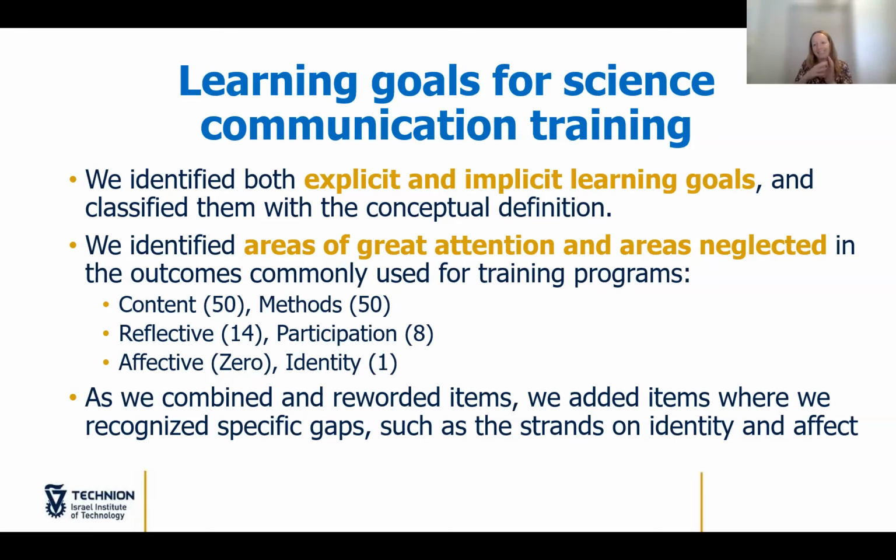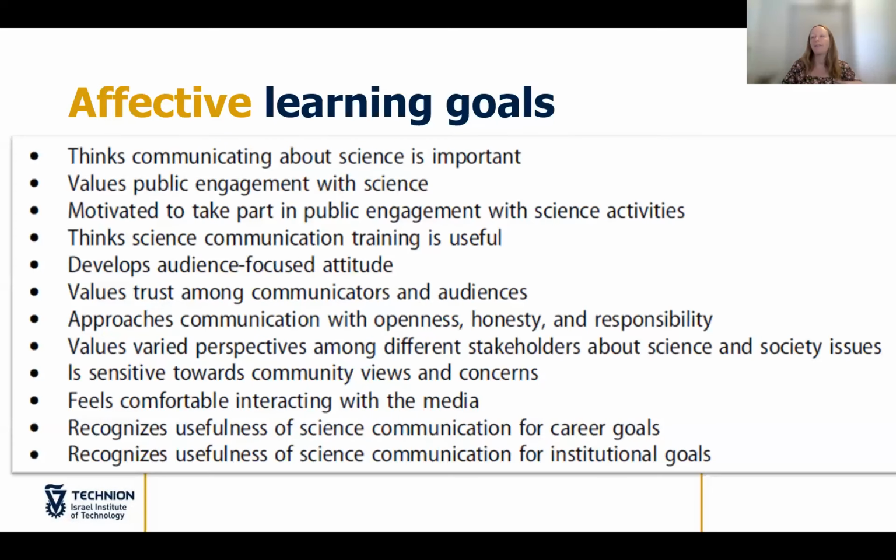So we classified these explicit and implicit learning goals into the conceptual definition, the 6 goals that you saw before. We identified areas of great attention, like content and methods. There were lots and lots of learning goals that had to do with content and methods. And there was less attention to reflective and participation issues, and almost no attention at all to issues of the affective goals and identity goals of science communication training. Then we combined and reworded items and added items where we thought they were missing, and made these 6 huge tables with lots and lots of learning goals.